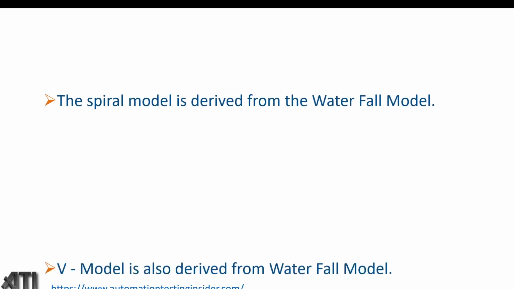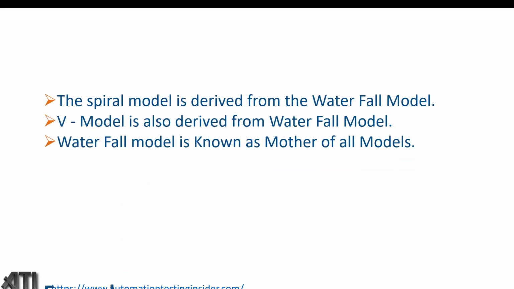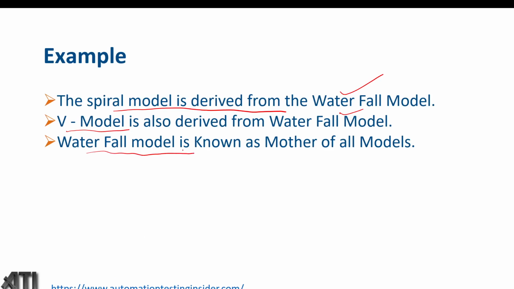So what is next? Examples of derived model: the spiral model is derived from waterfall model, which we have discussed. V model is also derived from waterfall model. Waterfall model is known as the mother of all the models. Because waterfall model is also called the traditional model, all the models are, more or less, derived from waterfall model. So these are the examples of derived model.